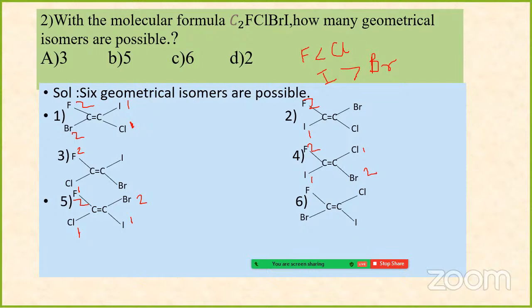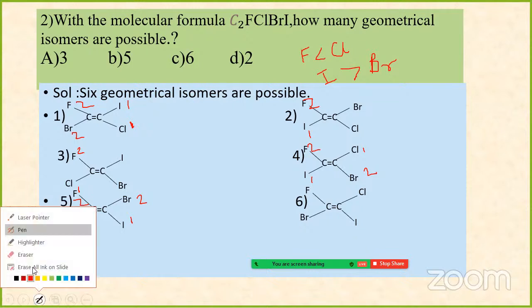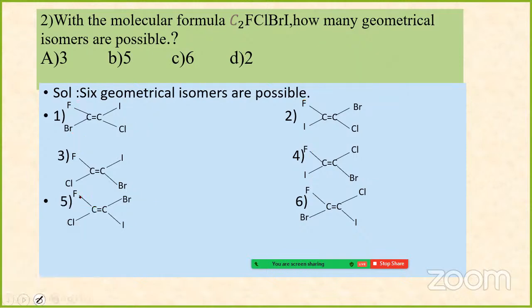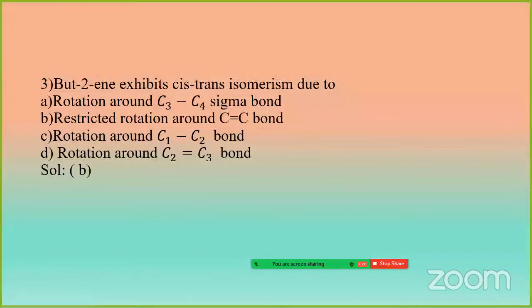Now let us see the next question. But-2-ene exhibits cis-trans isomerism. So let us write the structure of but-2-ene. So how many carbons? But means 4 carbons. So let us write 4 carbons here. Yes, 4 carbons. 2-ene means between 2 and 3 the double bond is present. Ene means double bond. So one double bond you are writing.